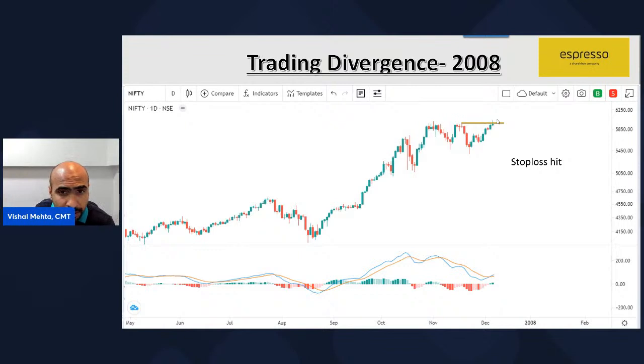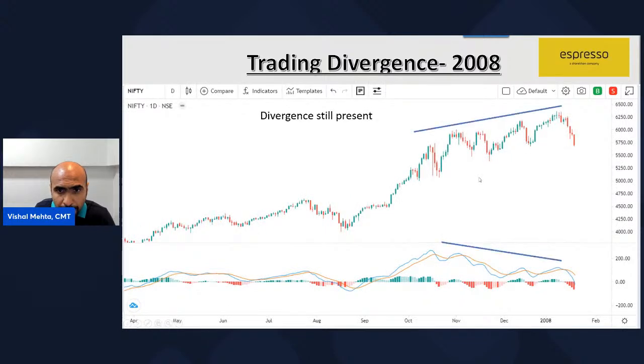There is no holy grail. There is no 100%. Okay, but you took a stop loss. But at that same time, you checked again: whether I'm making a new high. Because here you can see the price has actually made a little higher, but if you see the MACD, the MACD is actually showing a lower level.